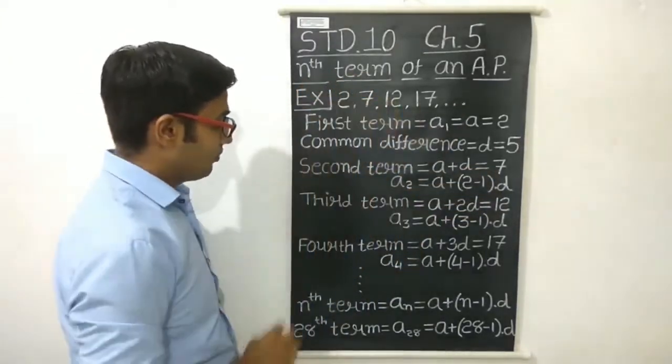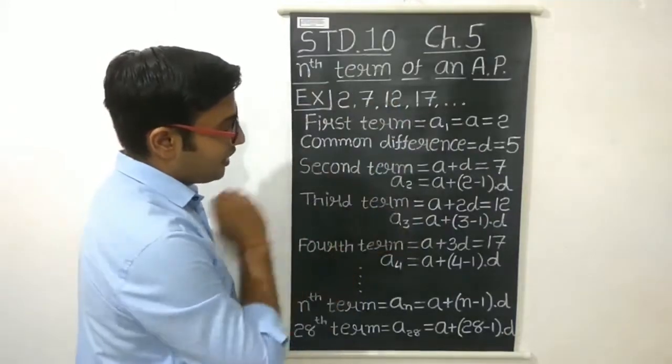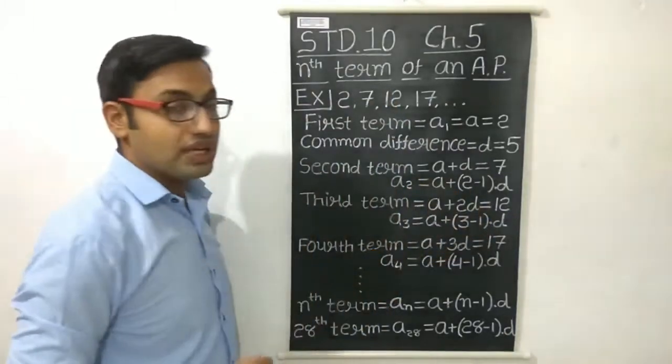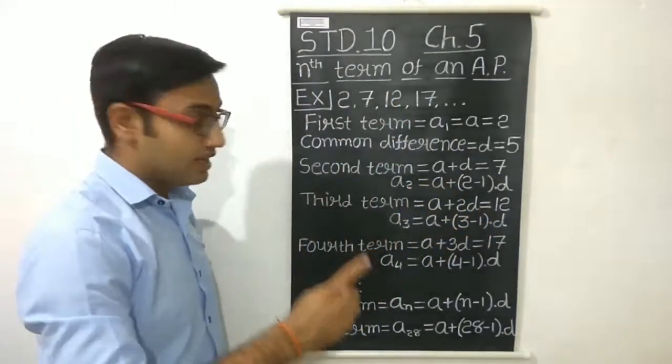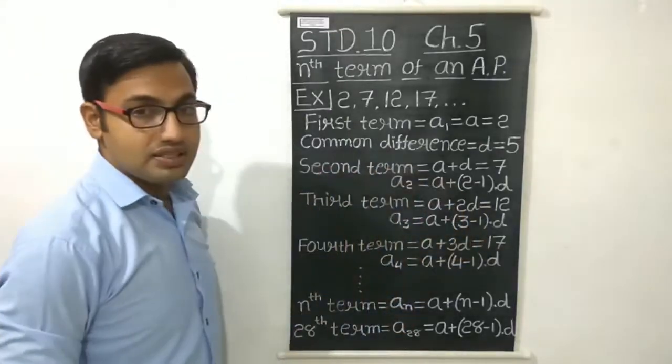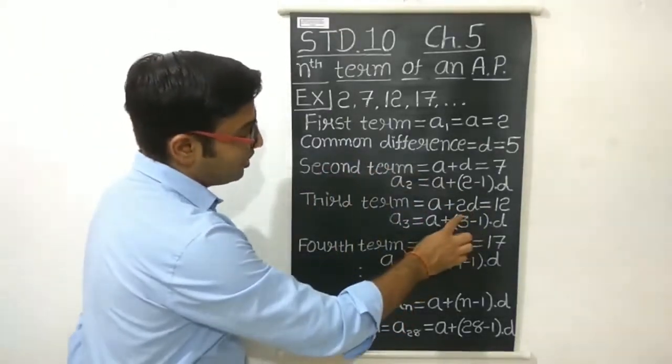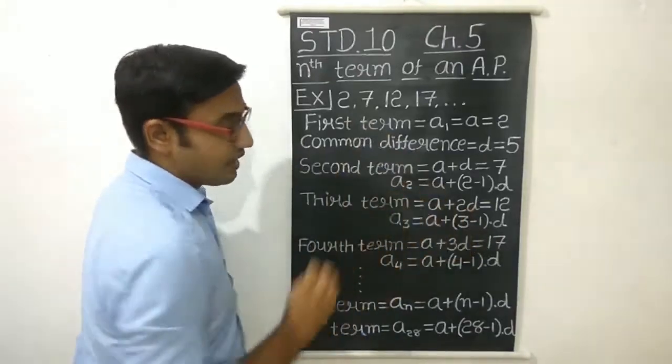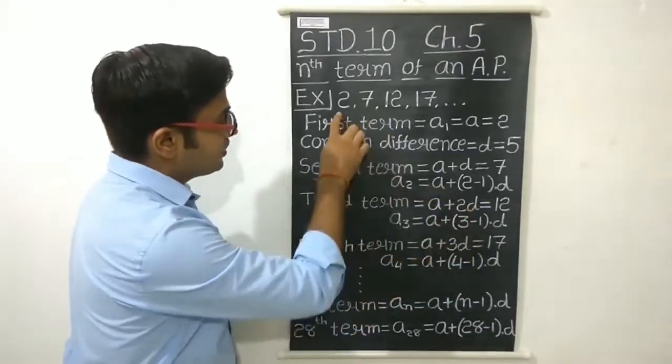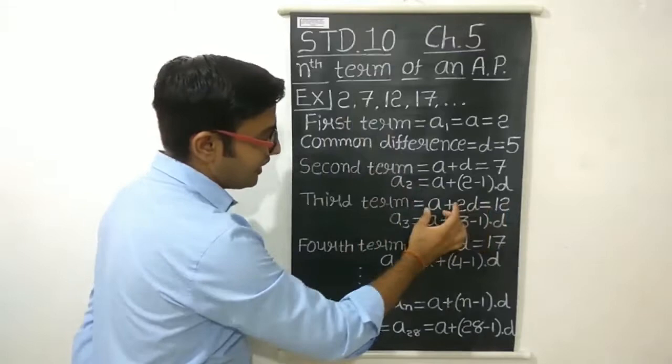Now the third term, again we can write it as A plus 2D. The difference is added twice in this case. The difference is 5, so 5 twos are 10, and the first term is 2. So by adding 10 and 2 we get 12.